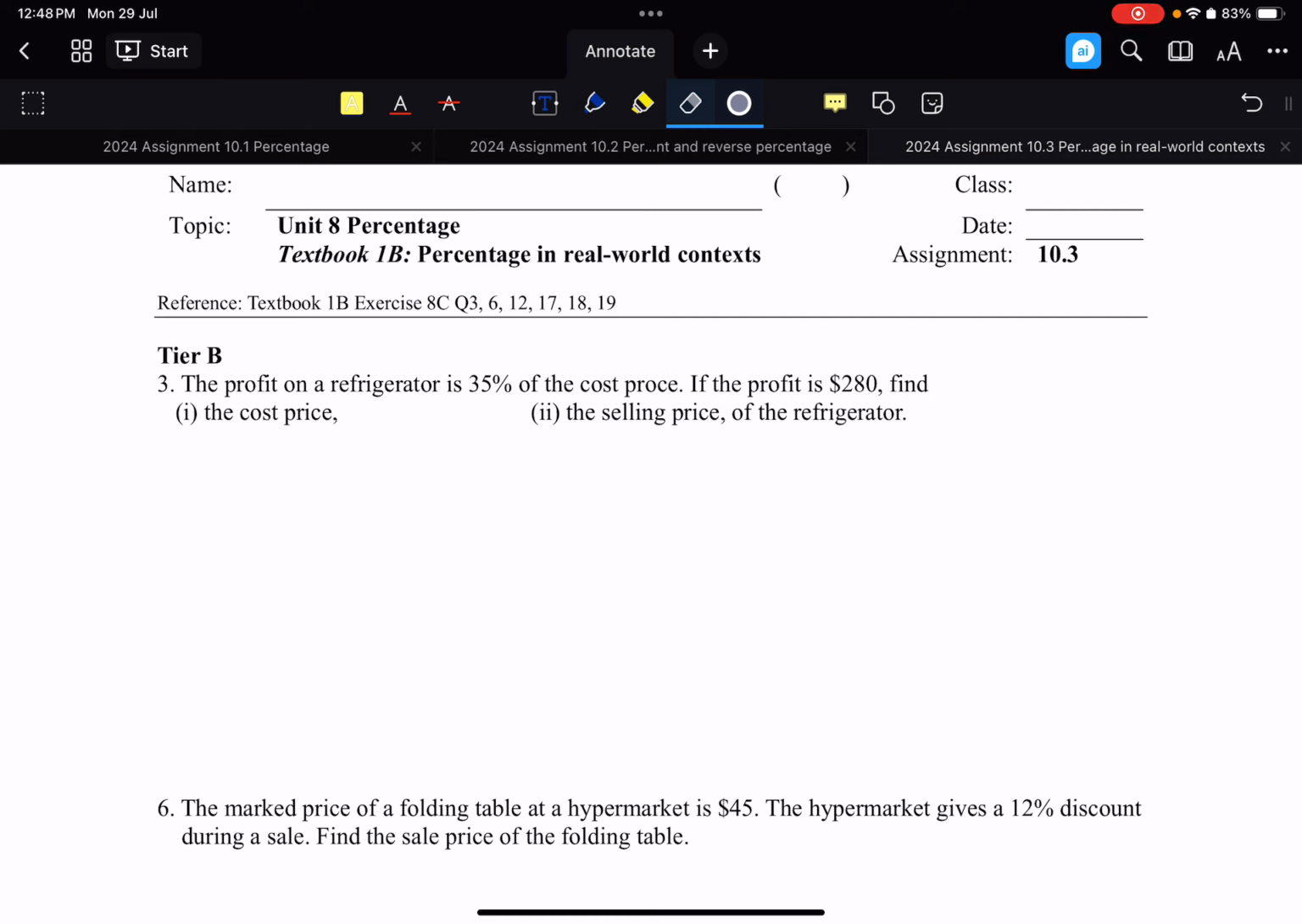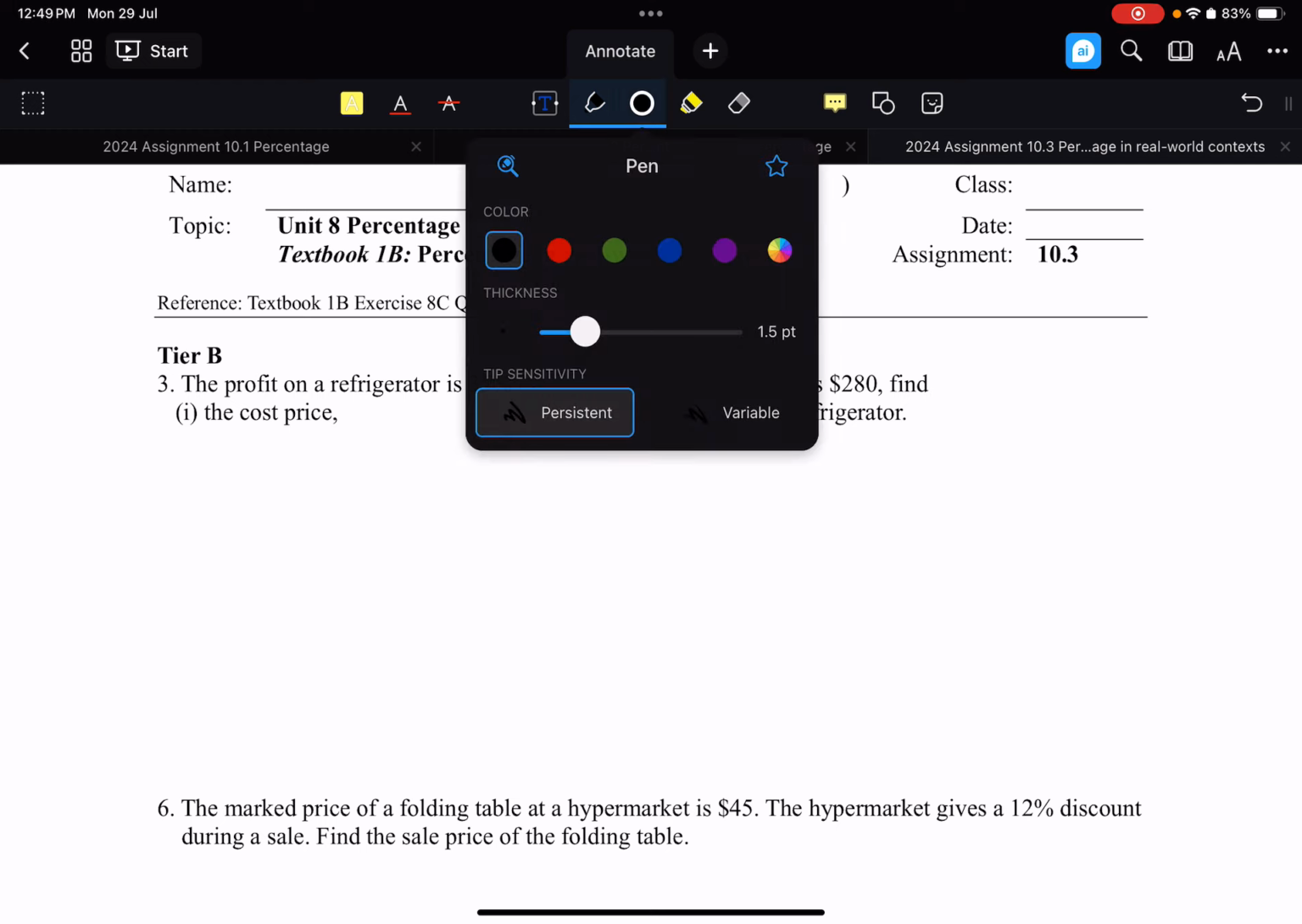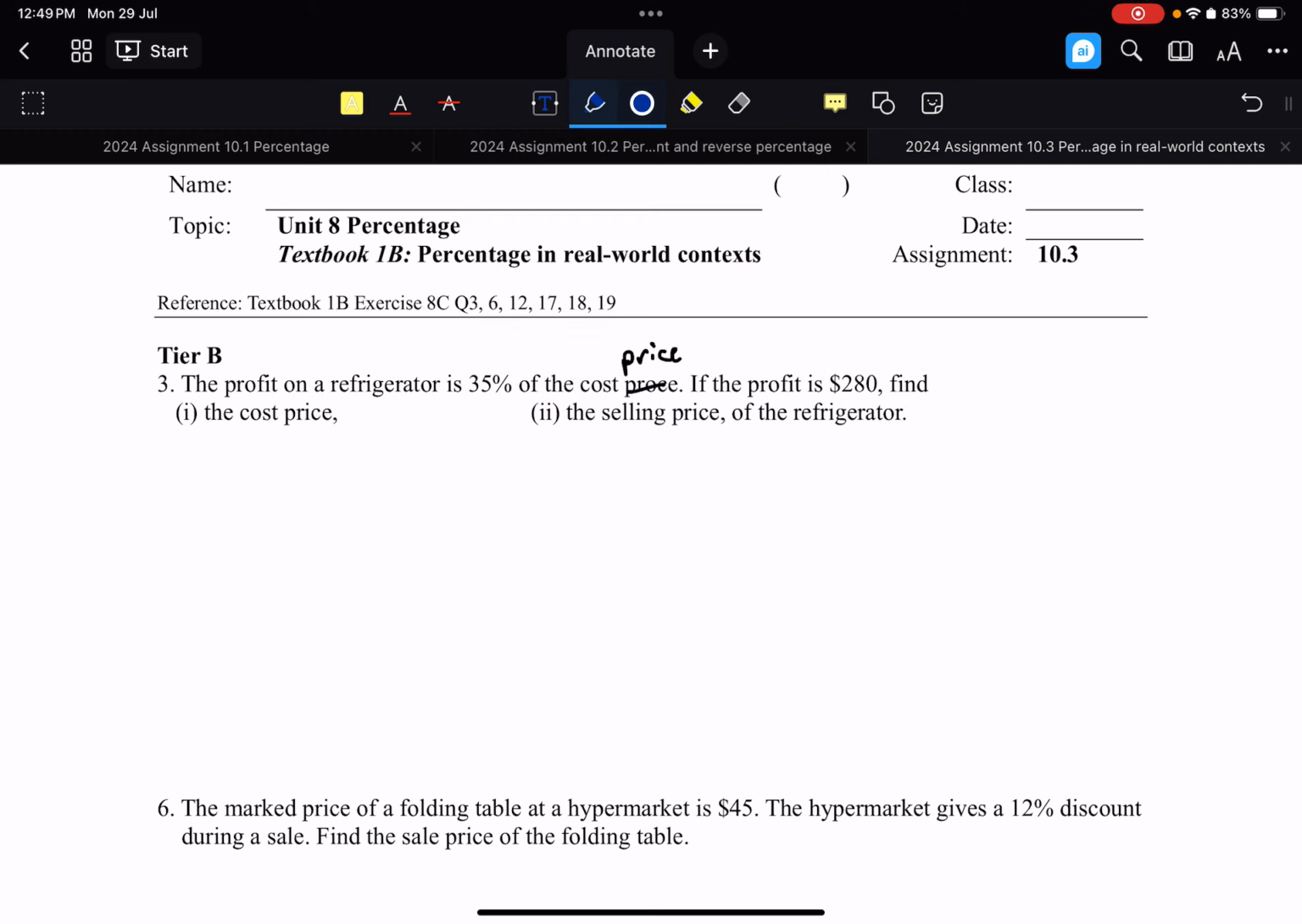So the first question goes like this. The profit on the refrigerator is 35% of the cost price. There's a typo here, so let me correct it. This should be P-R-I-C-E, right? So cost price, if the profit is $280, find the cost price. So we know how to do this, okay? So let's present it properly.